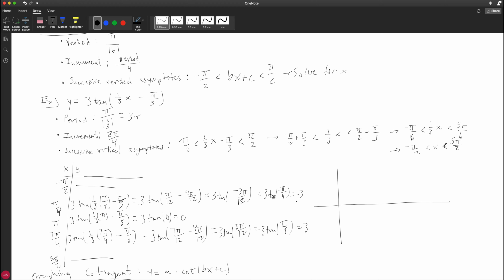And I get technically 3 tangent 3 pi over 12, which simplifies to 3 tangent pi over 4. Tangent pi over 4 is 1, so I get 3 times 1, which is 3. Okay, so at minus pi over 2, which I'm going to say is like right here, I have an asymptote. And at pi over 4, let's say is right here, I get a value of minus 3, which I'll say is down here.